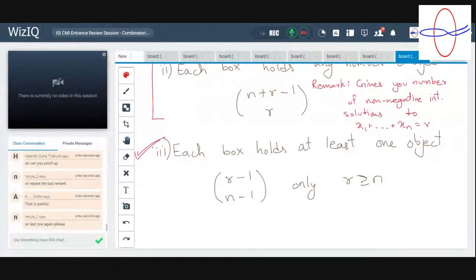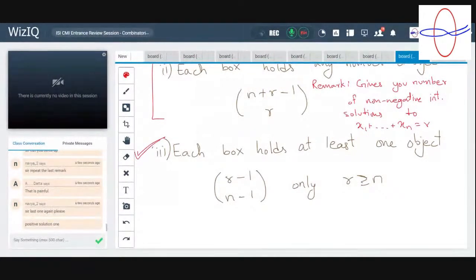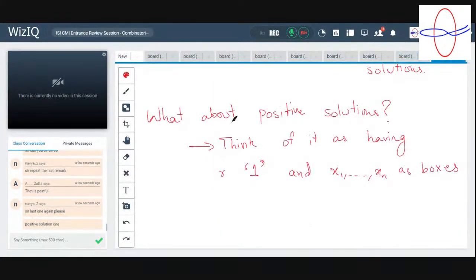Positive solution. Okay, so this is the answer to the positive solution case, case 3. This gives us positive solutions. And the way you reach that conclusion is this. You think of the problem as having r many ones and putting them in n distinct boxes. So you want one in each, that is at least one in each box, which is case 3 for us. Okay, moving on.